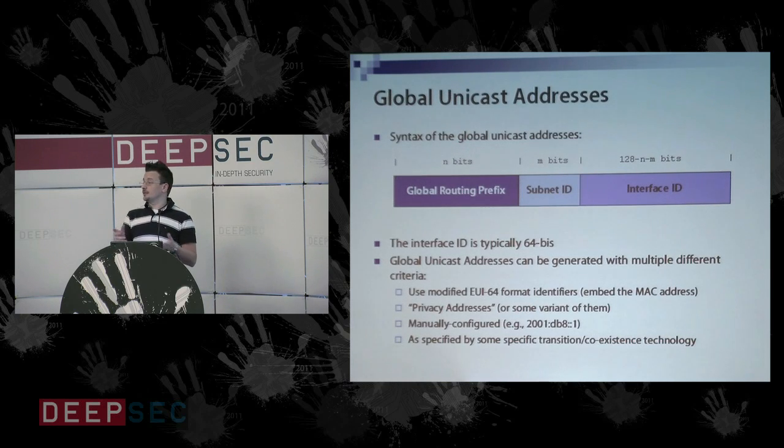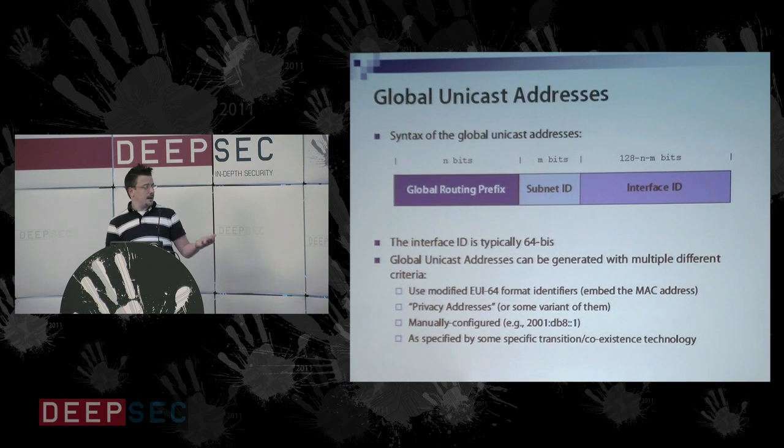For example, you may manually configure an address and then end up with addresses in which the interface ID is all zeros except for the last byte. In some systems, the addresses are assigned randomly, so they may be a random number, and so on.